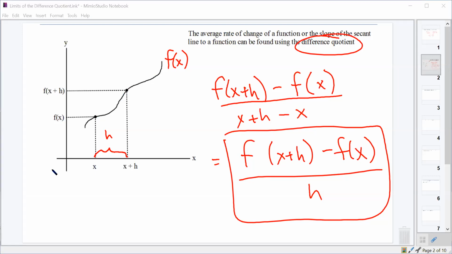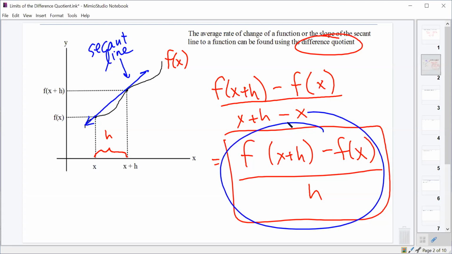And we will refer to the line between any 2 points on it, this blue line here, as a secant line. A secant line is just a line that cuts through 2 points of a function. And so this is the secant line to this function. Everybody good with the terminology there? Difference quotient, secant line, and how we derived this difference quotient from the slope formula for a generic function f of x.